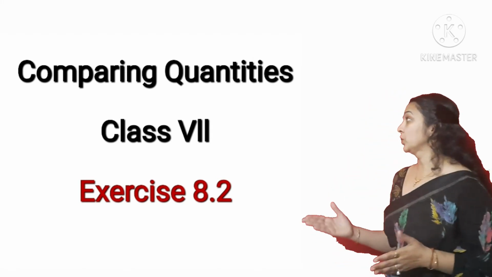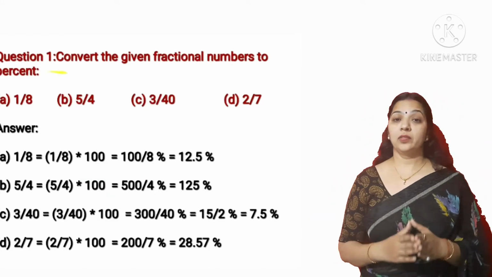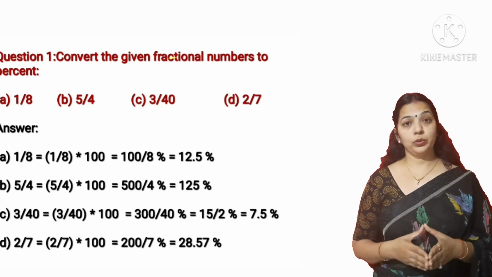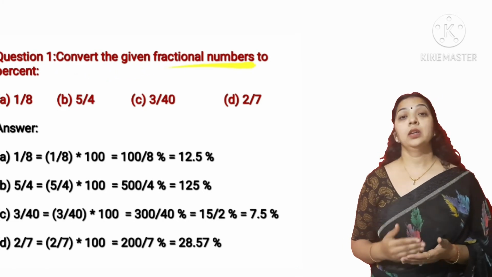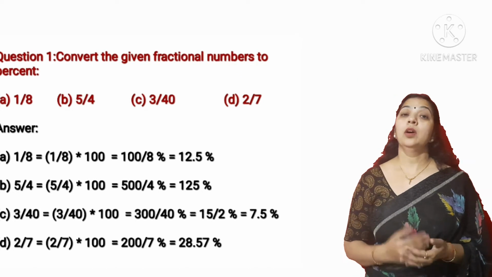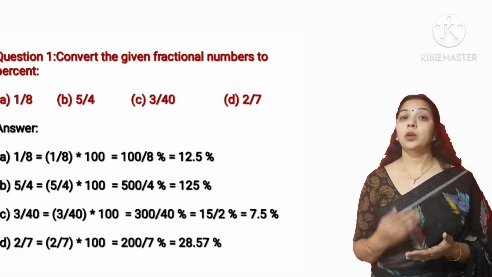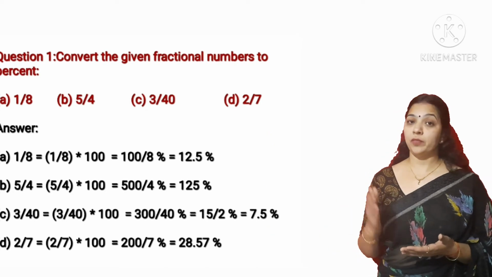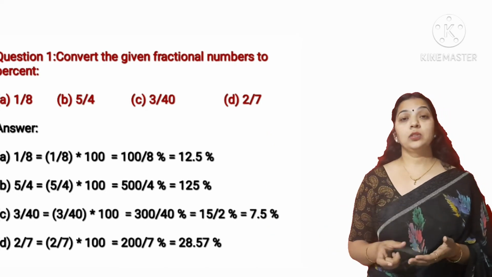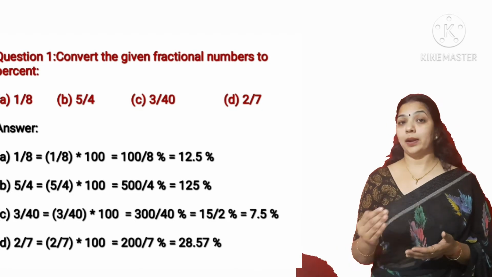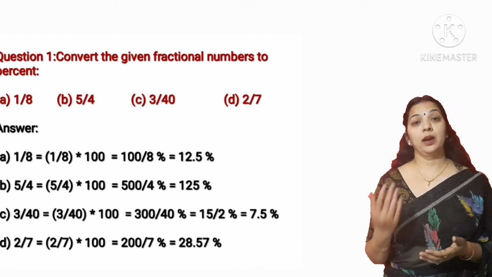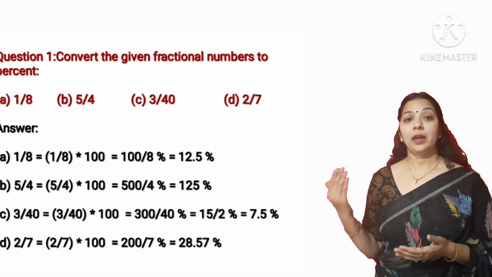So the first question from this exercise is to convert the fraction number to percentage. Students, we know that to convert any fraction into percentage, what we have to do? We have to multiply the fraction by 100, and this gives us the accurate percentage of that fraction. Percentage means percent, means per 100. So when we multiply any fraction by 100, it gets converted into the exact percentage.